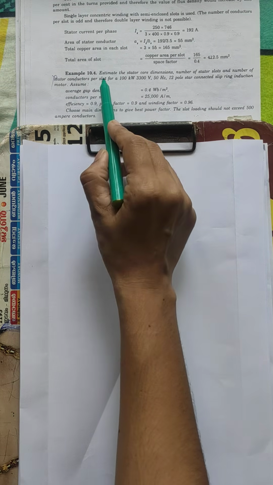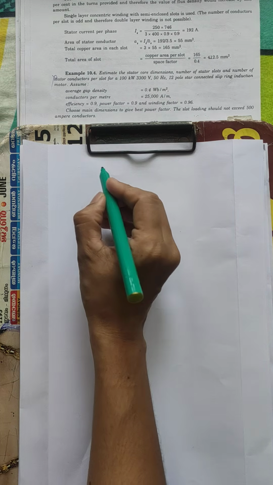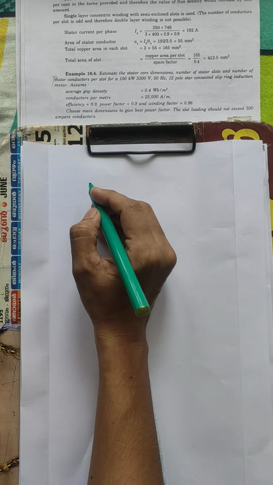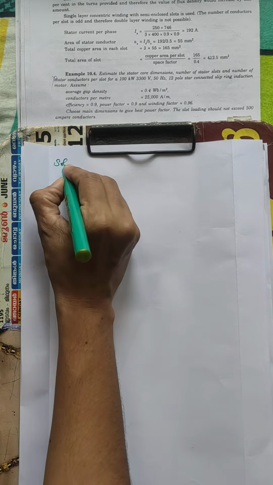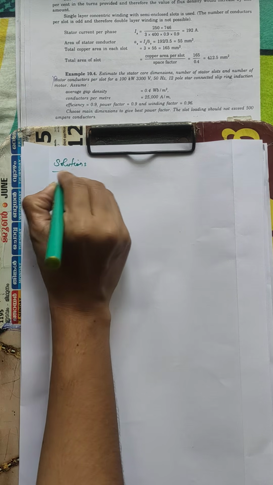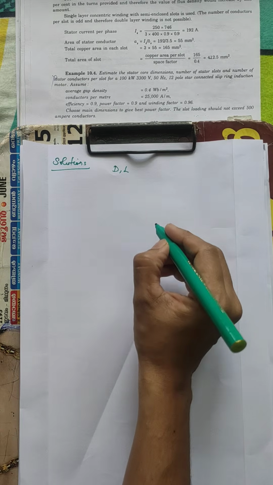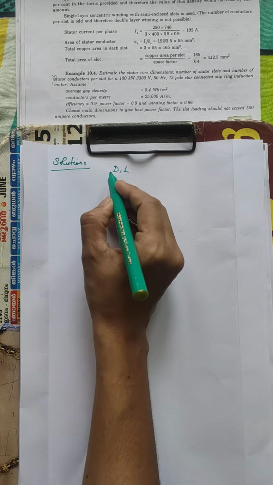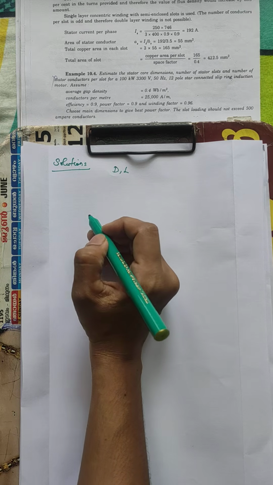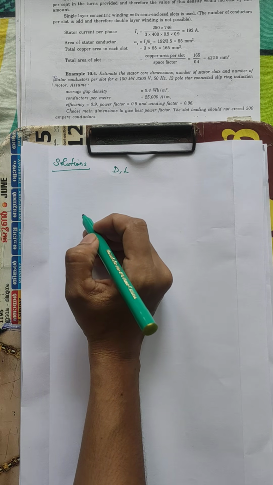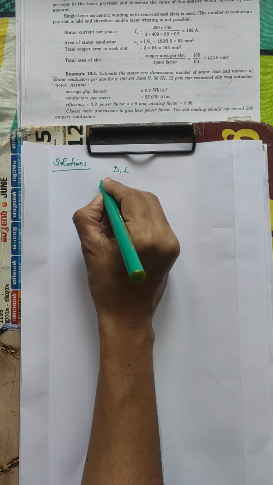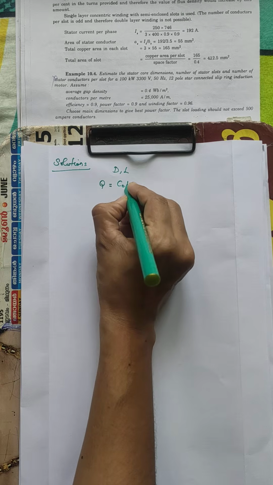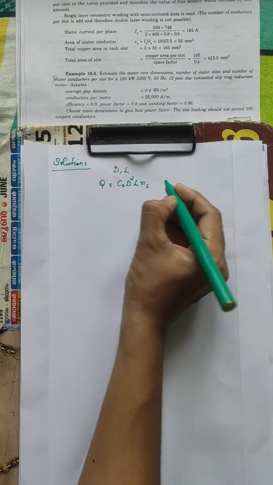Okay, so estimate the stator core dimensions. First of all, we have to find out the main dimensions D and L of the stator. We know that the main dimensions are always calculated from the output equation. We have derived the output equation for the kVA rating Q. Our output equation is Q is equal to C0 D square L into Ns.